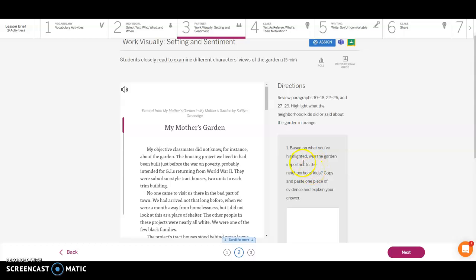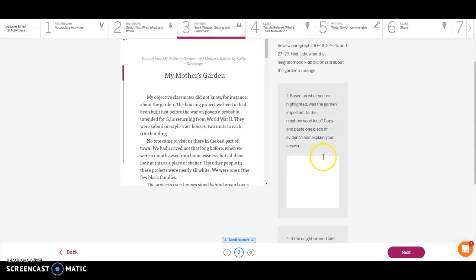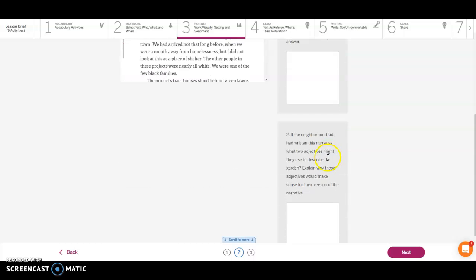Then you're going to go down to number 2. Based on what you've highlighted, was the garden important to the neighborhood kids? Copy and paste 1 piece of evidence and explain your answer. If the neighborhood kids had written this narrative, what 2 adjectives might they use to describe the garden? Like maybe fun.